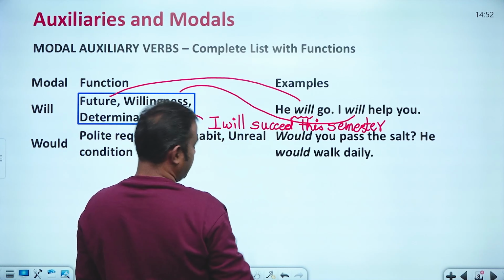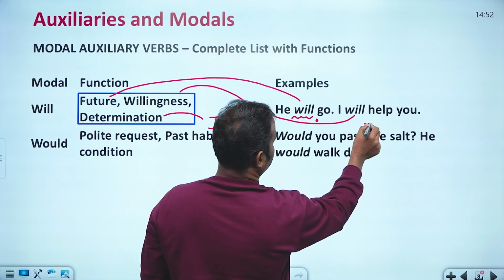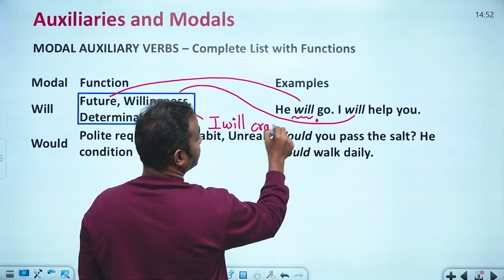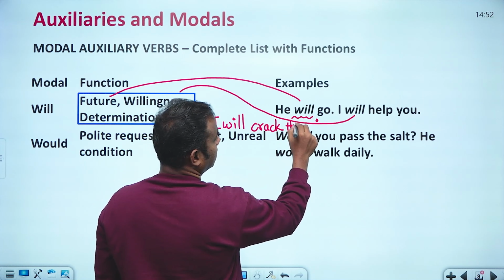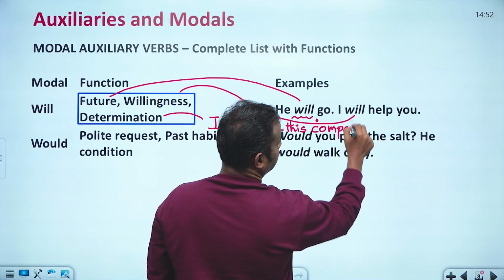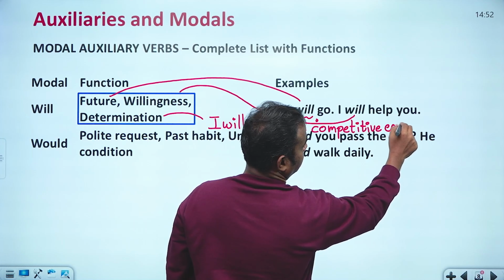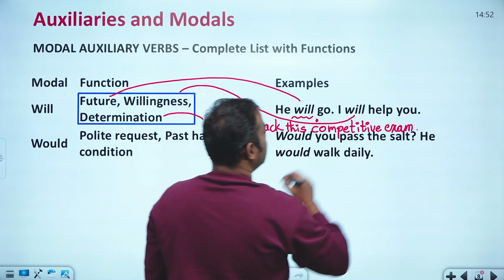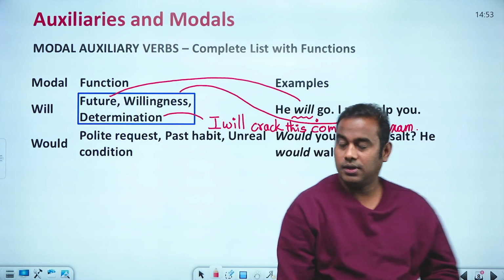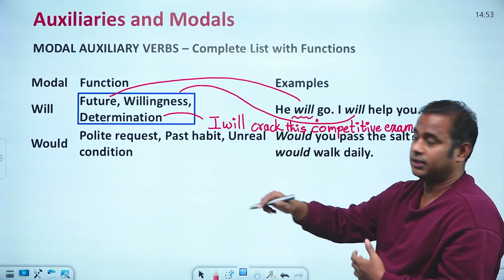That is the right word. I will crack this competitive exam. So that is one way. Okay, a simple way of saying this. Okay, then the next one is would.